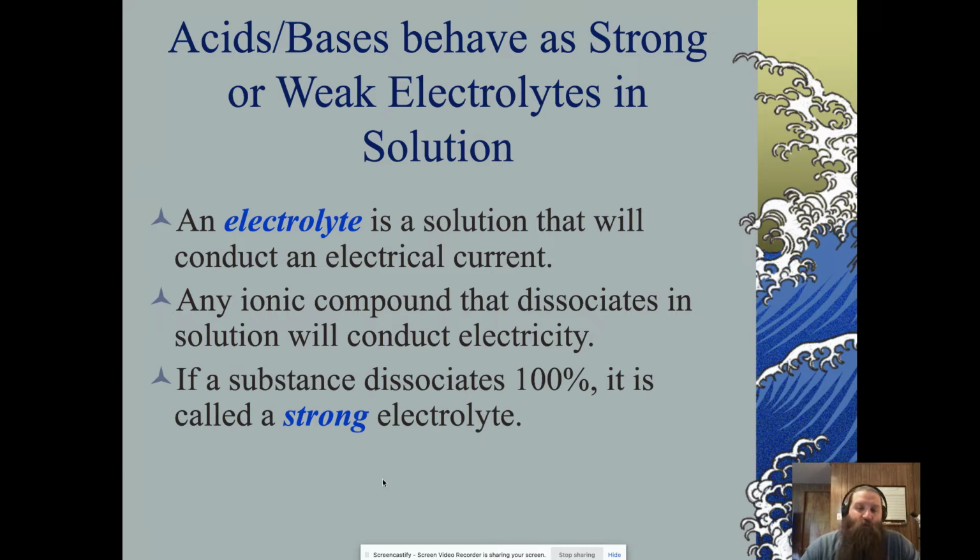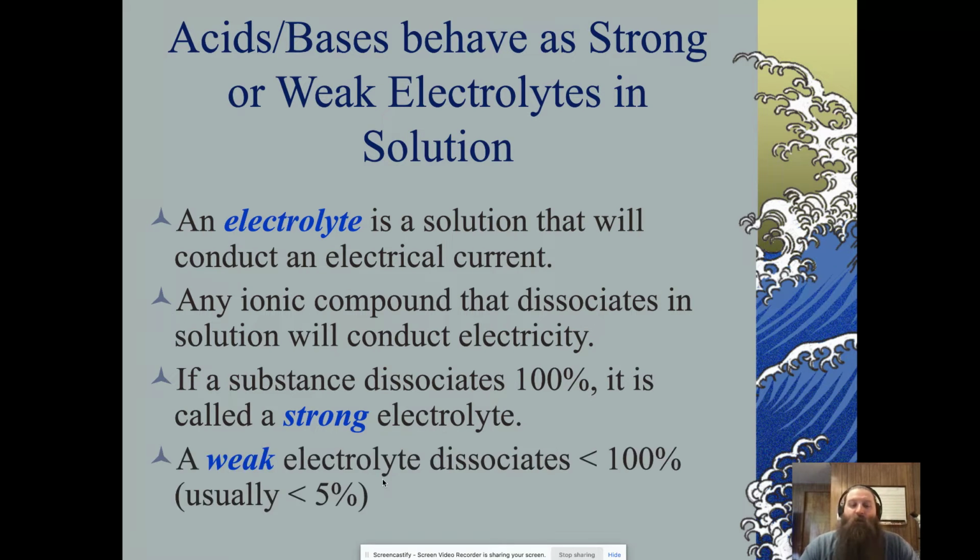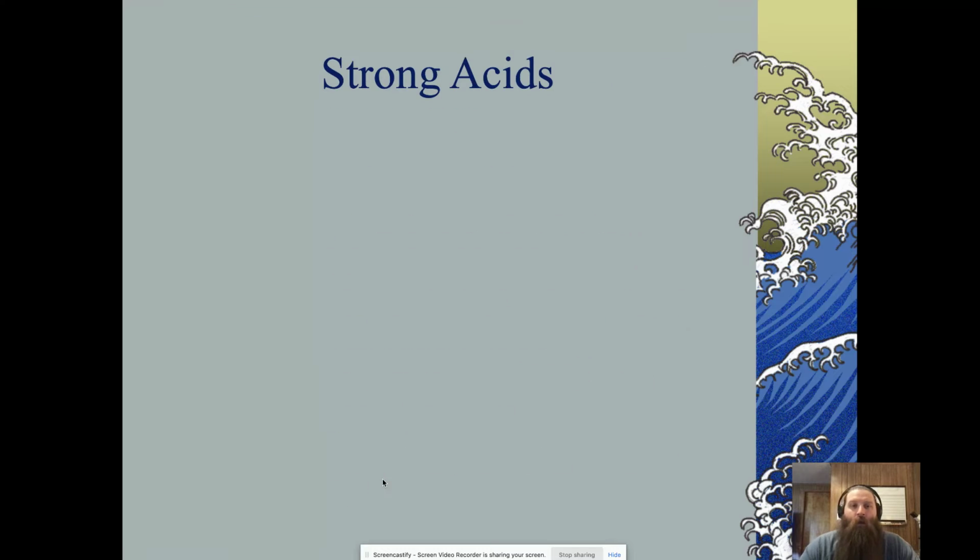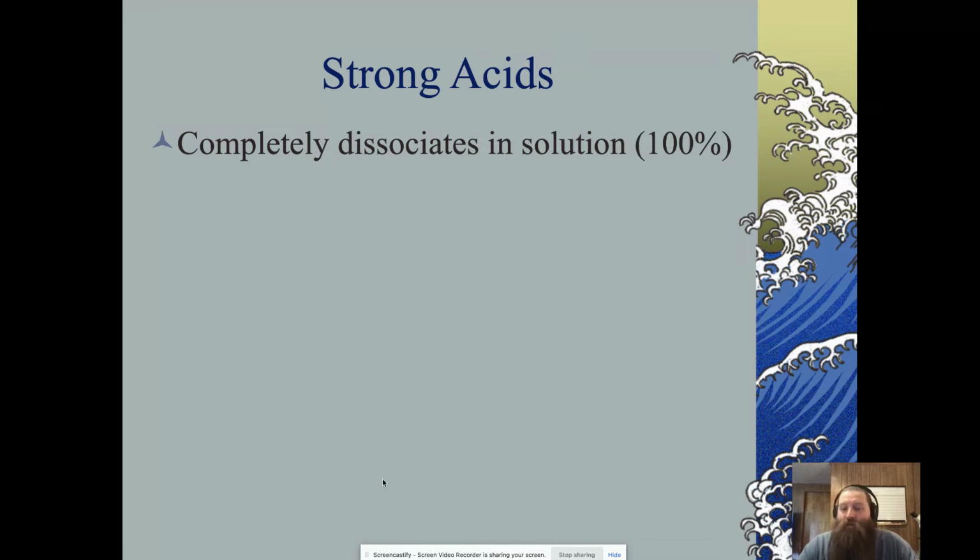Now, if something dissociates 100%, so all of the ionic molecules break apart in solution into their ions, then we call that a strong electrolyte. If it's anything less than 100%, it's a weak electrolyte. And usually, if something doesn't break apart all the way, it's not going to hardly break apart at all, somewhere like less than 5% dissociated. Strong acids, because acids are ionically bonded, fall into our discussion of electrolytes. A strong acid will always dissociate completely. That's the definition of a strong acid.